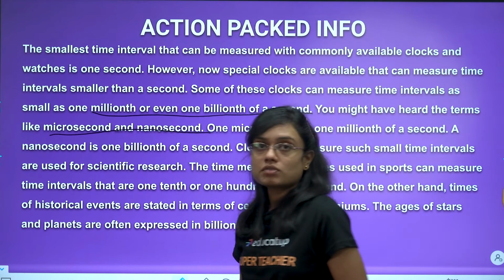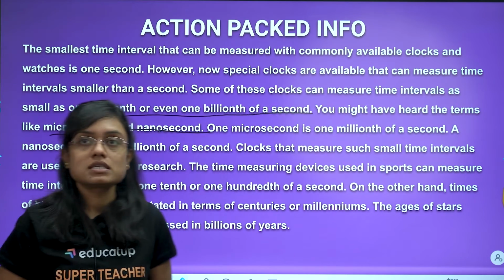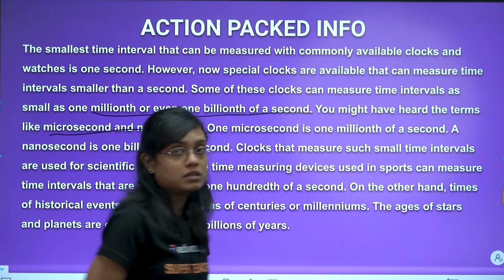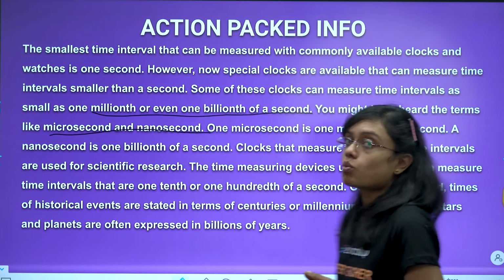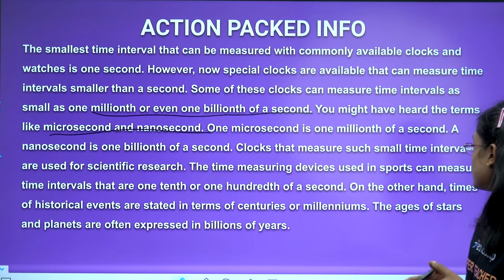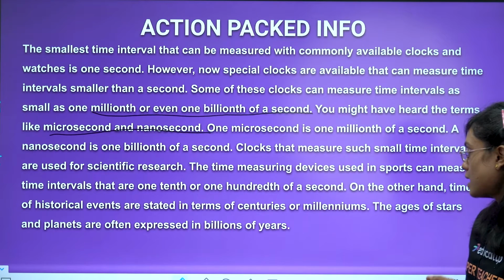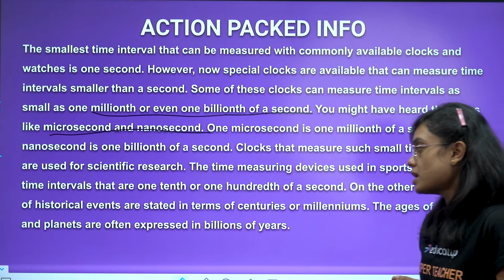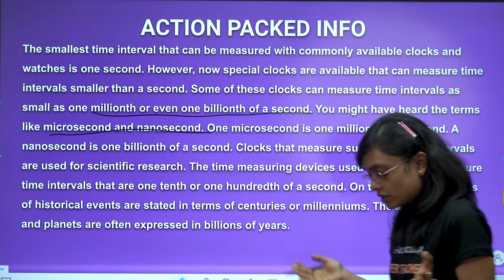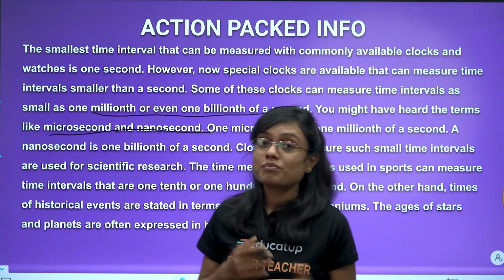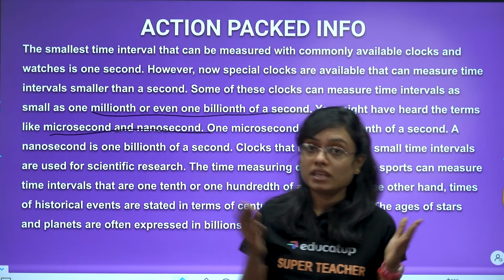The time measuring devices used in sports can measure time intervals that are 1/10 or 1/100th of a second. On the other hand, times of historical events are stated in terms of centuries or millenniums. The ages of stars and planets are often expressed in billions of years. So you can see time varies according to the event.